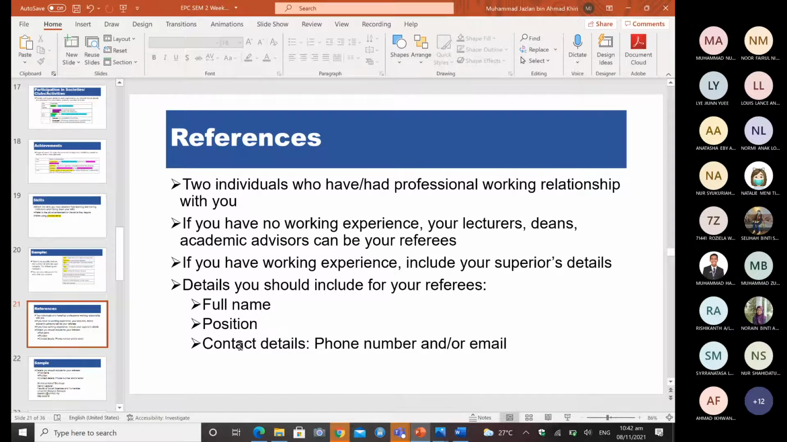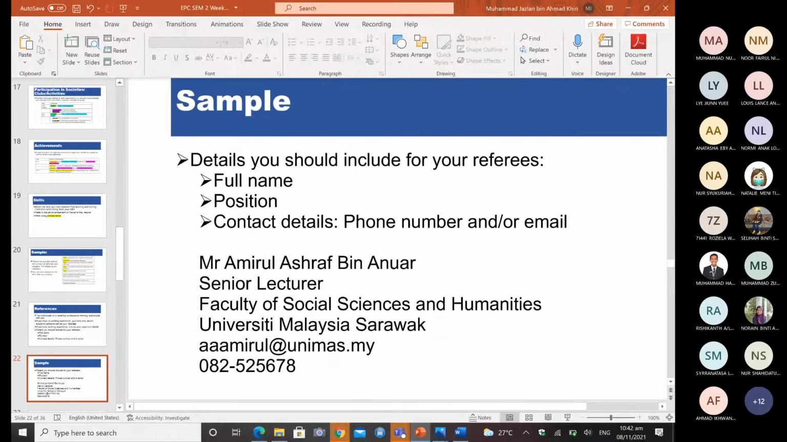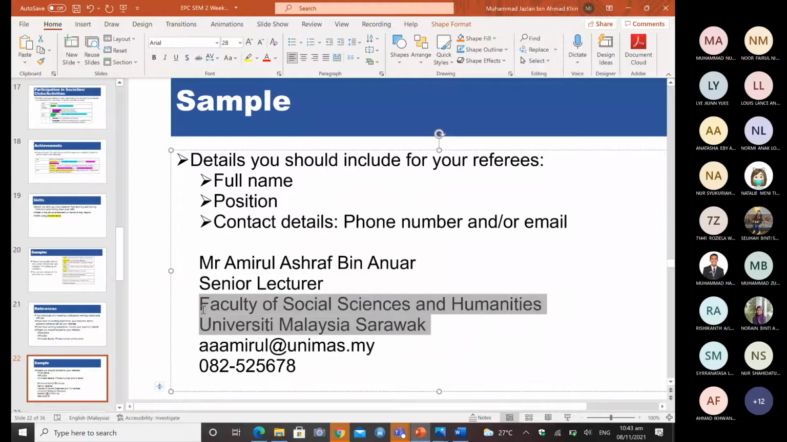In your video CV or the actual CV later, you have to produce 2 references, yeah? And this is just as an example. The name, Mr. Amirul Ashraf bin Anwar. If the person has professor or dato in the name, make sure to include that as well, yeah? If stated, Professor Dato Dr. Amirul as an example. Otherwise, if the person doesn't have any, just put Mr. Followed by the person's position, senior lecturer, and the person's address. Okay. And then the email and also the contact number.